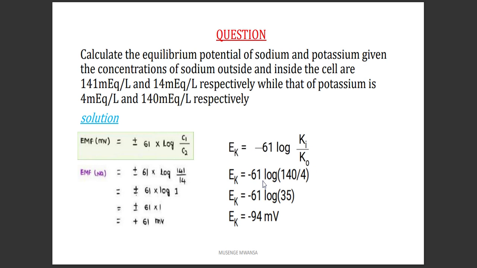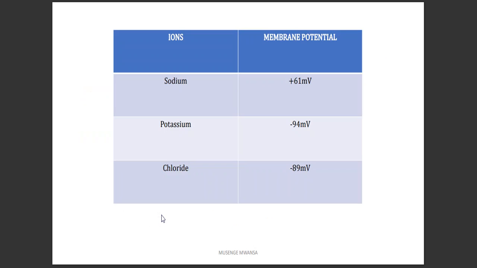And let's calculate for potassium. For potassium, it's going to be negative 61 log. The concentration inside the cell is 140, outside the cell is 4. This is going to give us negative 94 millivolts. So that is the unit of membrane potential, not in volts but millivolts.